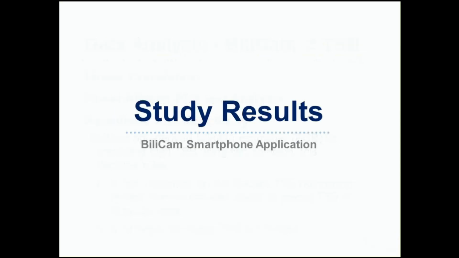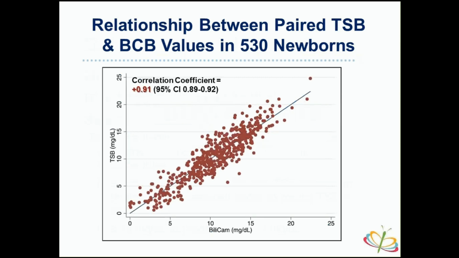Okay, so I'm going to continue on with the study results. The first graph we have here is a linear correlation graph, and it's looking at the relationship between paired total serum bili and BiliCam bili values in our 530 newborns. On the y-axis we have the total serum bili, and on the x-axis we have the BiliCam bili values.